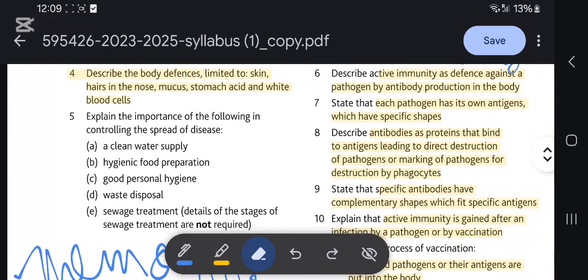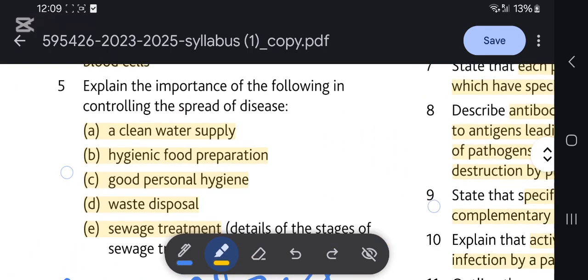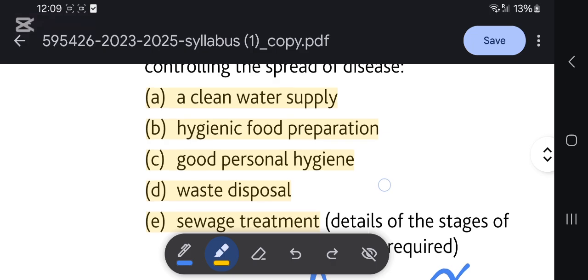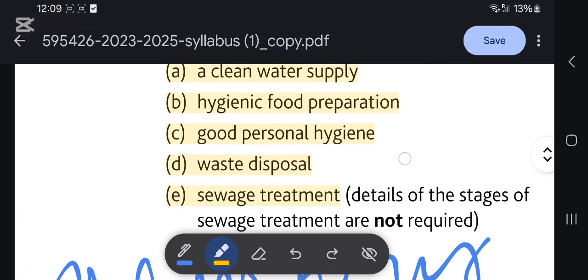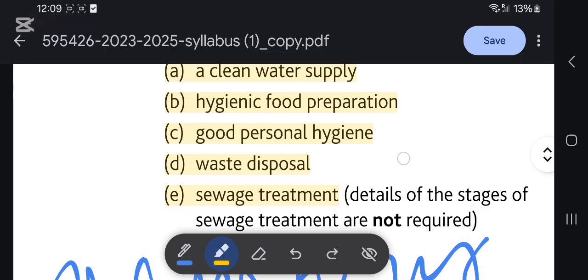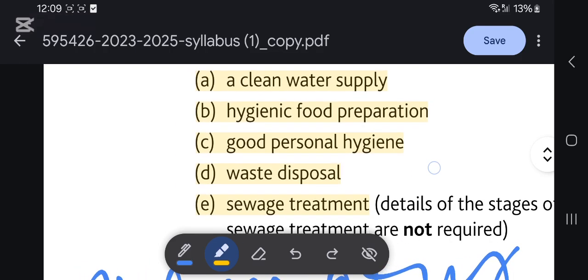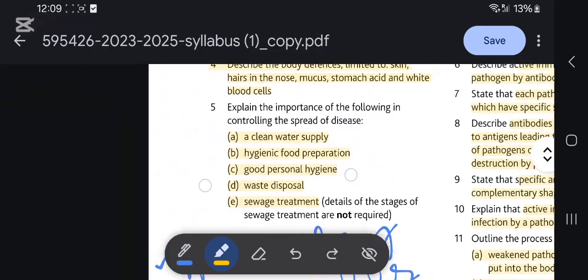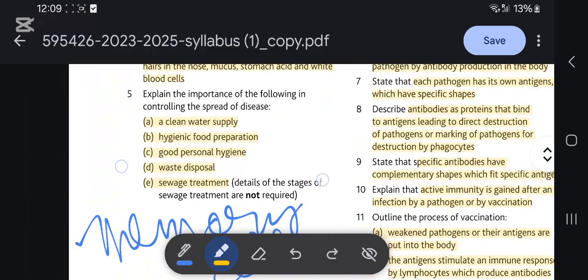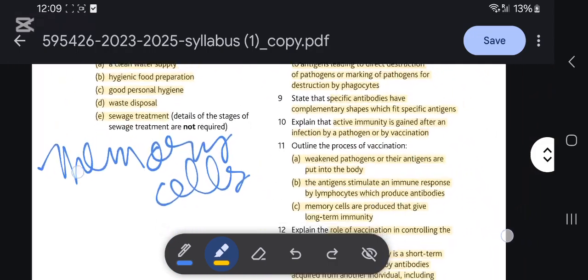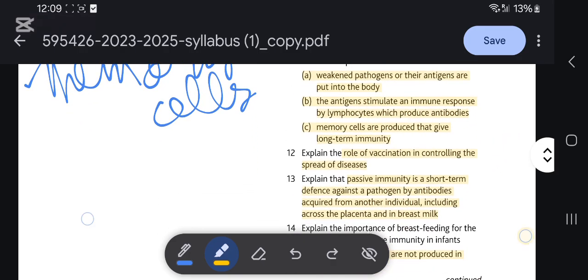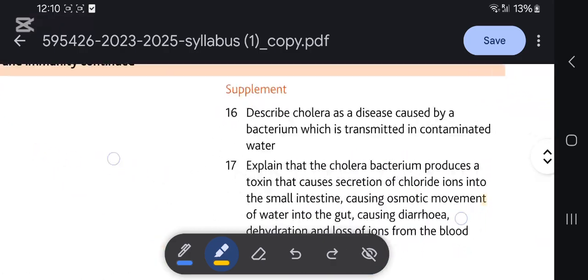Okay, we didn't do that. The importance of controlling the spread of disease: you should have a clean water supply, and if the water supply is not clean, it can cause cholera. We'll look at it right now. And there should be hygienic food preparation, good personal hygiene, waste disposal, and sewage treatment. I don't think there's something that needs to be explained here, because it's simple. You should keep yourself clean, because there's oil secreted by your body which can cause the pathogens to come to your body.